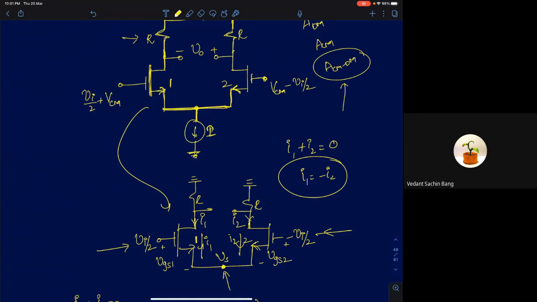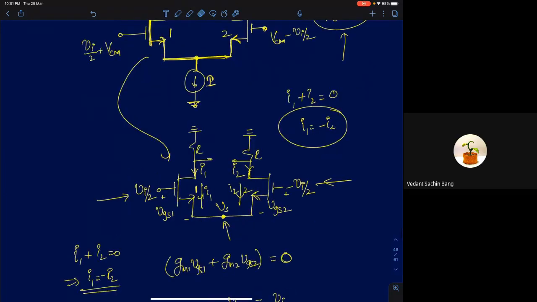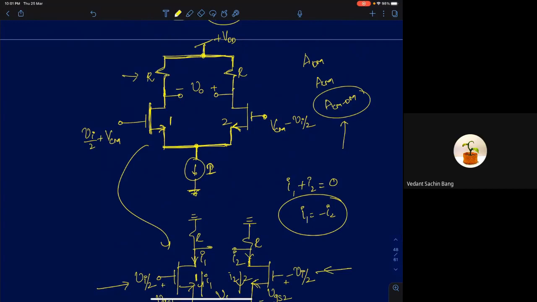If I say I1 equals minus I2, what does it mean? I1 is the small signal increase in the current flowing in M1, and I2 is the current flowing in M2. But if I'm saying I1 equals minus I2, what does it mean? From a small signal point of view, what can you say?